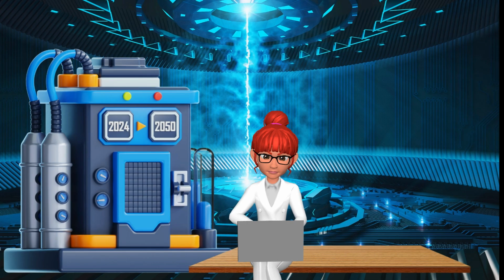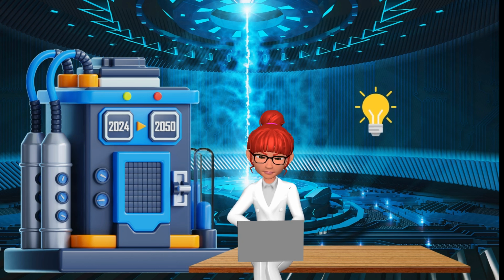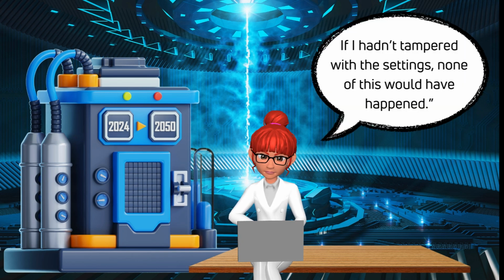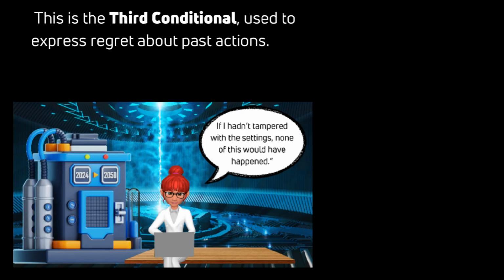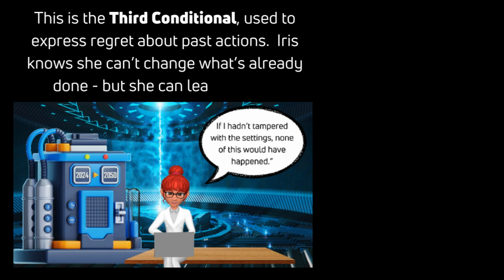Determined to fix her mistake, Iris studies the machine. She realizes what went wrong. If I hadn't tampered with the settings, none of this would have happened. This is the third conditional, used to express regret about past actions. Iris knows she can't change what's already done, but she can learn from it.